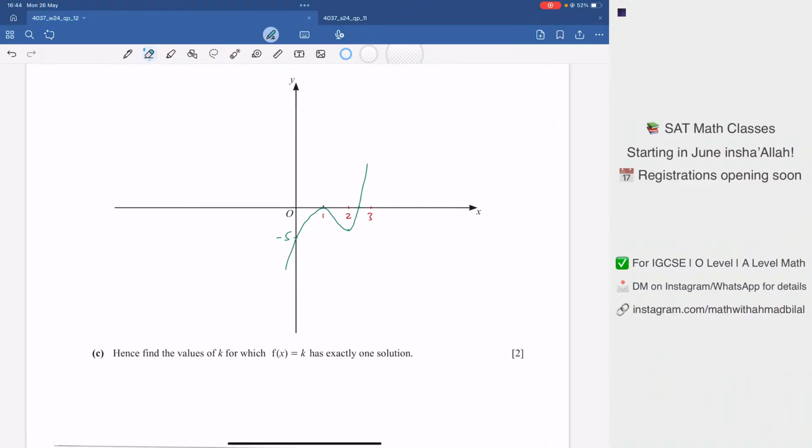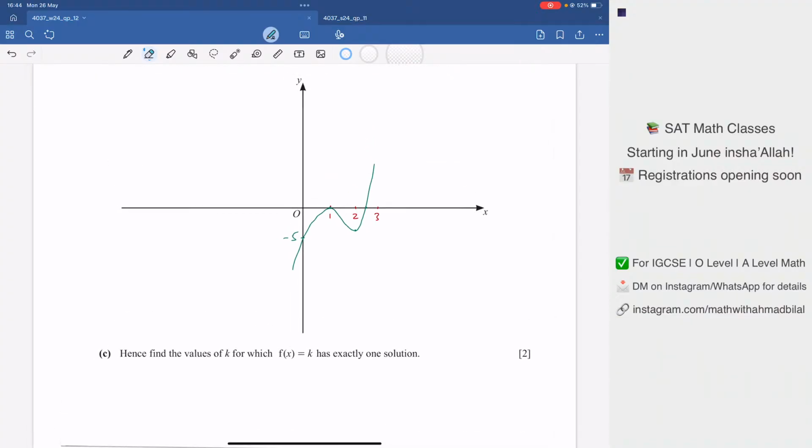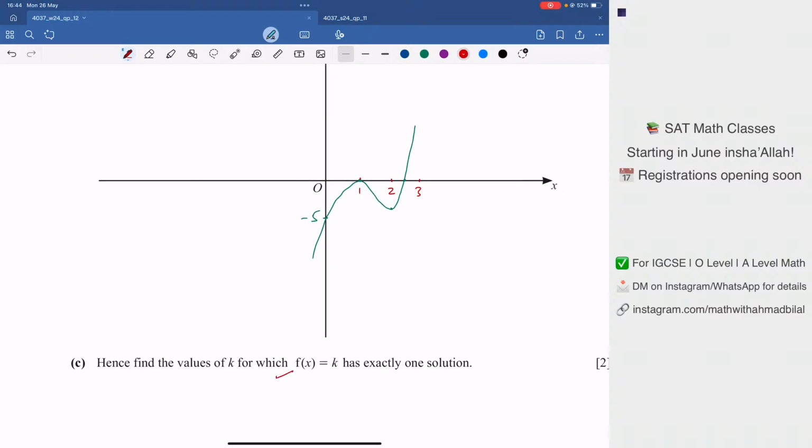Now it says, hence find the values of k for which f of x equals k has exactly one solution. Now what does that mean? f of x equals k has exactly one solution. How do we think about this? We've got two functions. One is on the left side of this equation. You can say that's y equals f of x. We've already drawn that function here. That's this function y equals f of x.